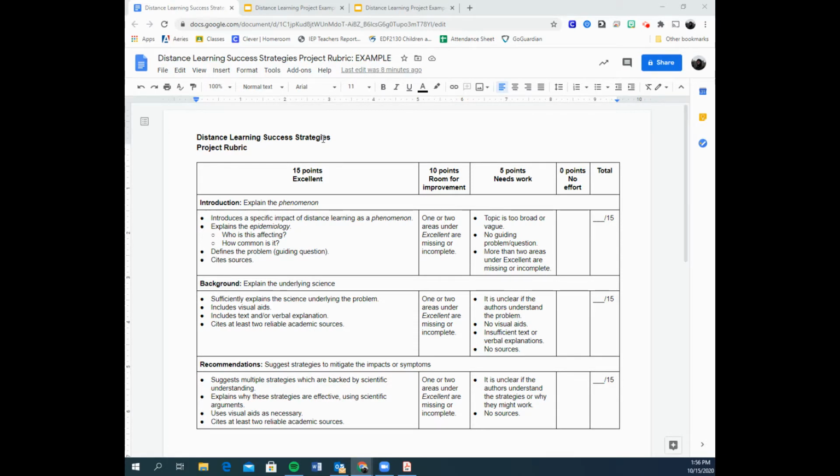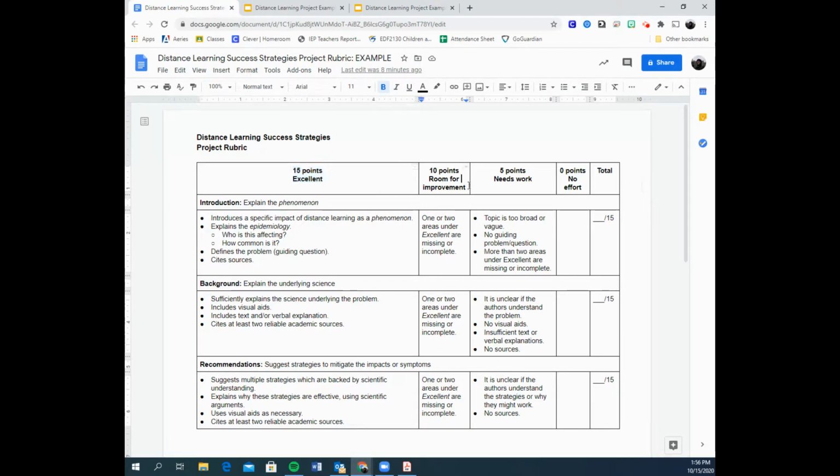So, when you look at this rubric, it has multiple columns and multiple sections. So let's look at the columns. First across the top, all the way on the left, 15 points, excellent. That means that if for a certain category, all of the criteria for that category are met, they get 15 points, meaning they did excellent for that category or that section.